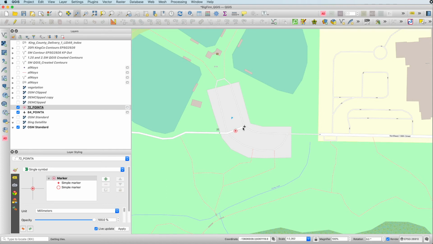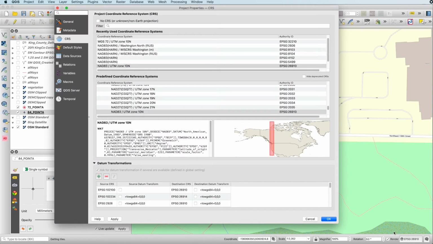In this case, we're talking about maybe 50 meters tops, but it could be significantly more based on where you're at on the planet and what datum differences you choose. Also, I want to point out that that coordinate reference system that I applied to that point only. But this map itself has its own coordinate reference system, which is displayed down in the bottom right-hand corner. The map is in EPSG 26910.